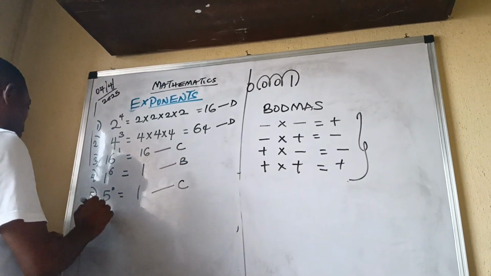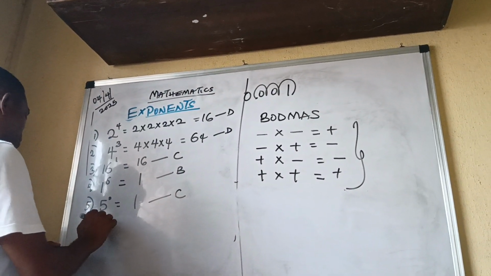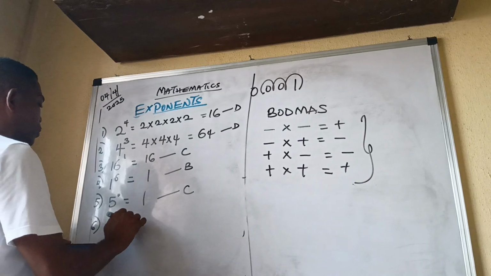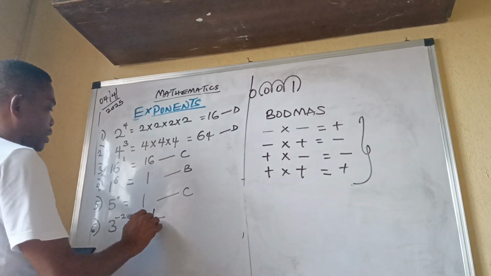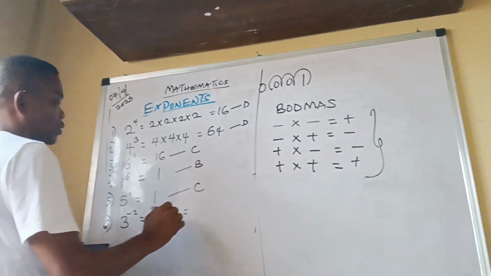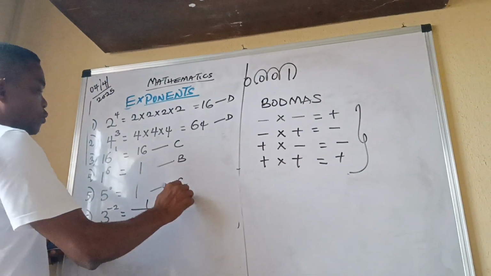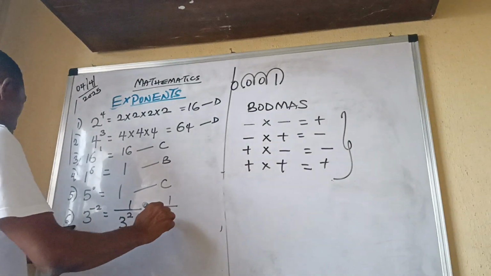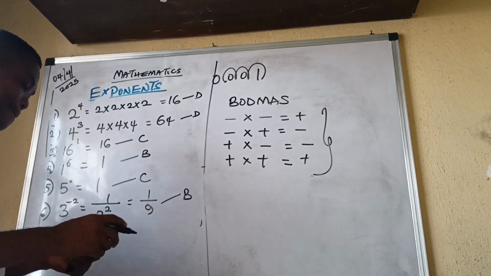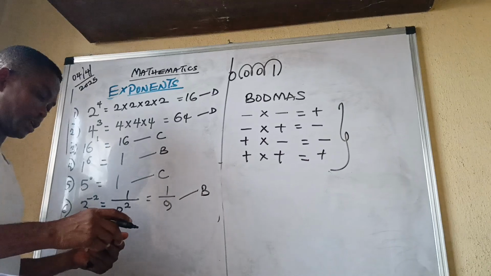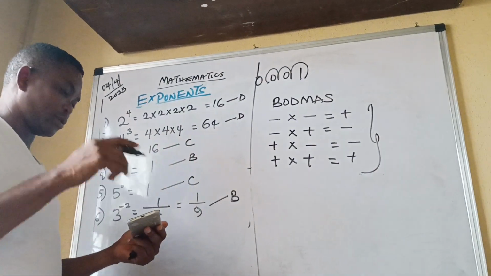Then the last question on that category is 3 raised to power minus 2. 3 raised to power minus 2 is still the same thing as 1 over 3 raised to power 2, as we all know. So it means 1 over 9. Which option gives 1 over 9? That's option B. So if option B gives that, shall we continue?